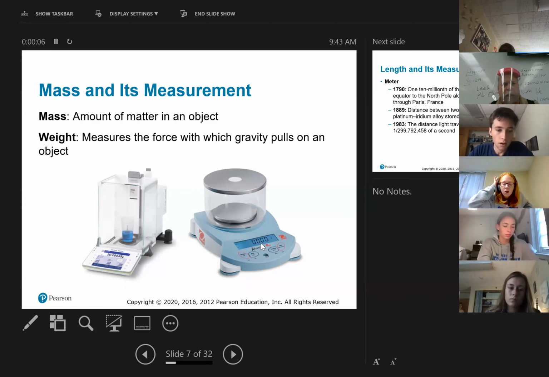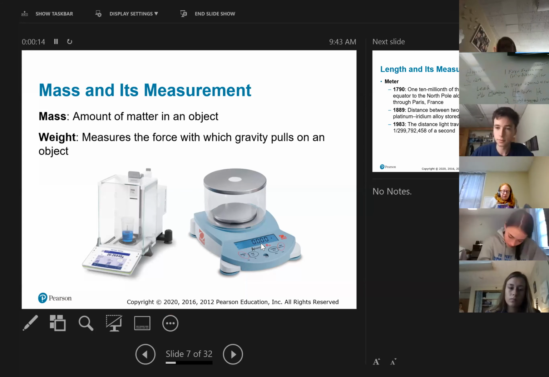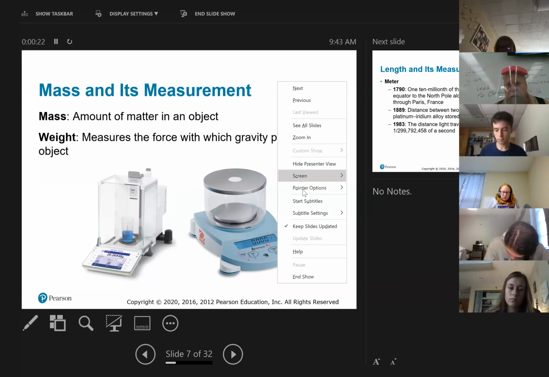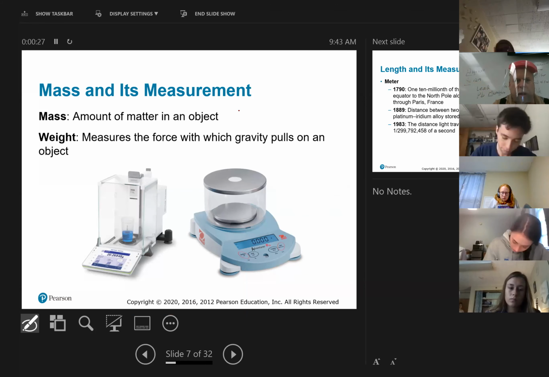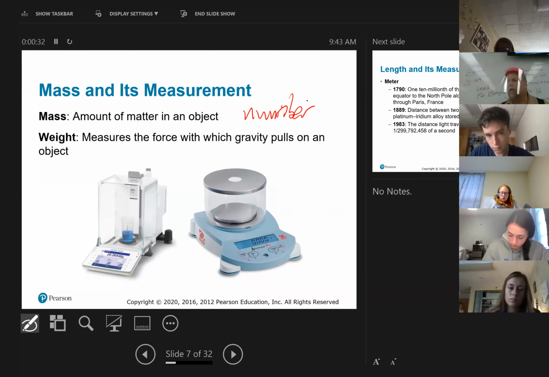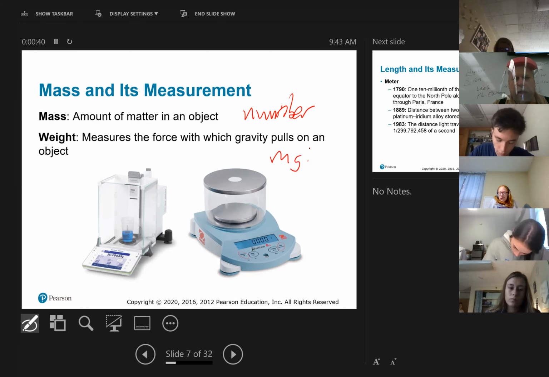Okay, now essentially here what we're dealing with is the first thing, mass and its measurement. The key thing about understanding mass is that mass is essentially the amount of matter in a material. So essentially, it is a number. Okay, weight is essentially mass times gravity. This is the weight.